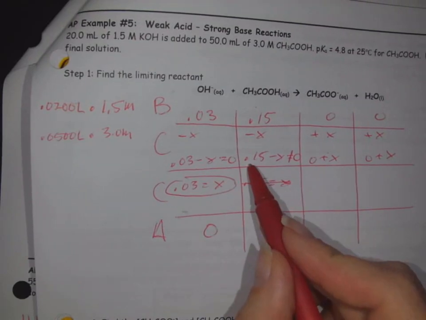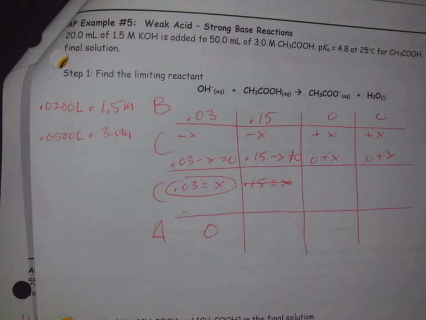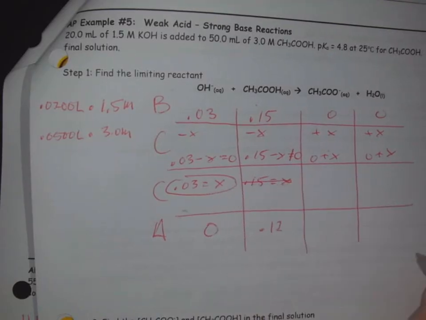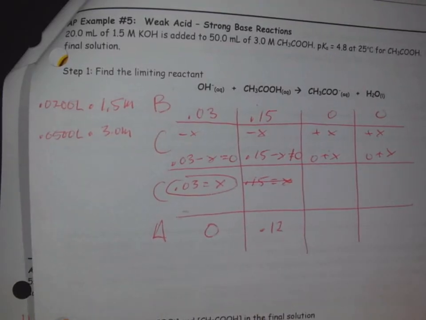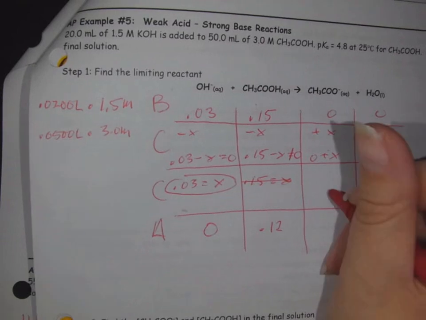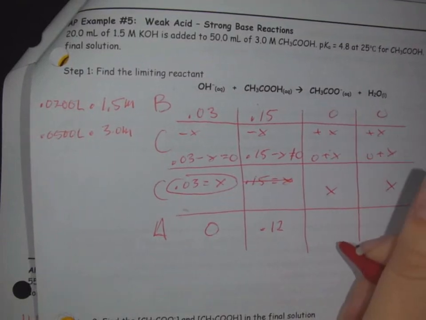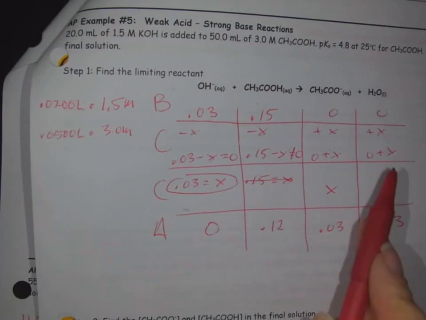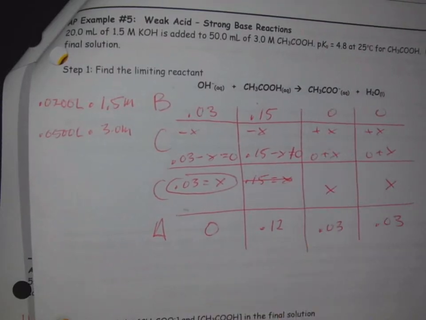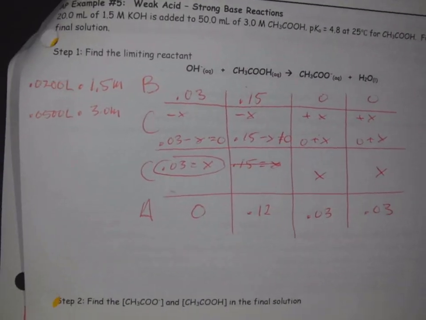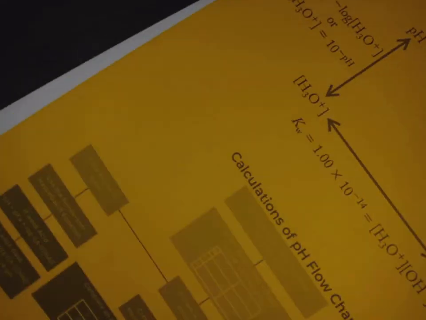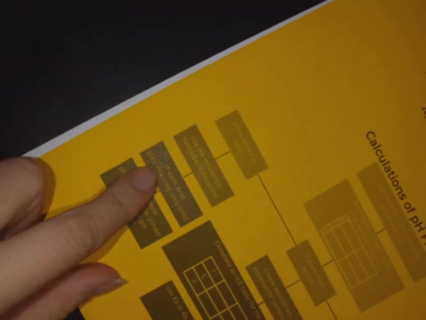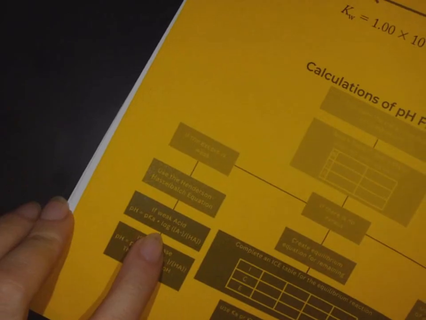So let's figure out how much this is. We're going to do 0.15 minus X, which is 0.03, and so we're left with 0.12 moles of our weak acid. Okay? 0 plus X is equal to X, and we know what X is, it's 0.03. So that's how many moles of water we made and of the conjugate base. So we are left with excess weak acid. See what it says: if the excess is weak, oh, then we're going to use that Henderson-Hasselbalch equation.